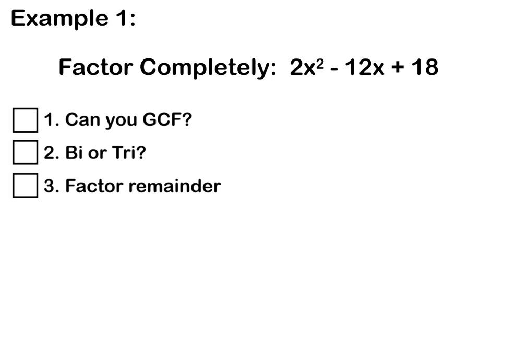Here we go. Factor completely: 2x squared minus 12x plus 18. So the first thing I'm going to do is check to see if I can GCF. Well, I notice that all of these are even, so I know I can take out a 2. 18 does not have a variable. It's a constant, so I can't take out any variables.